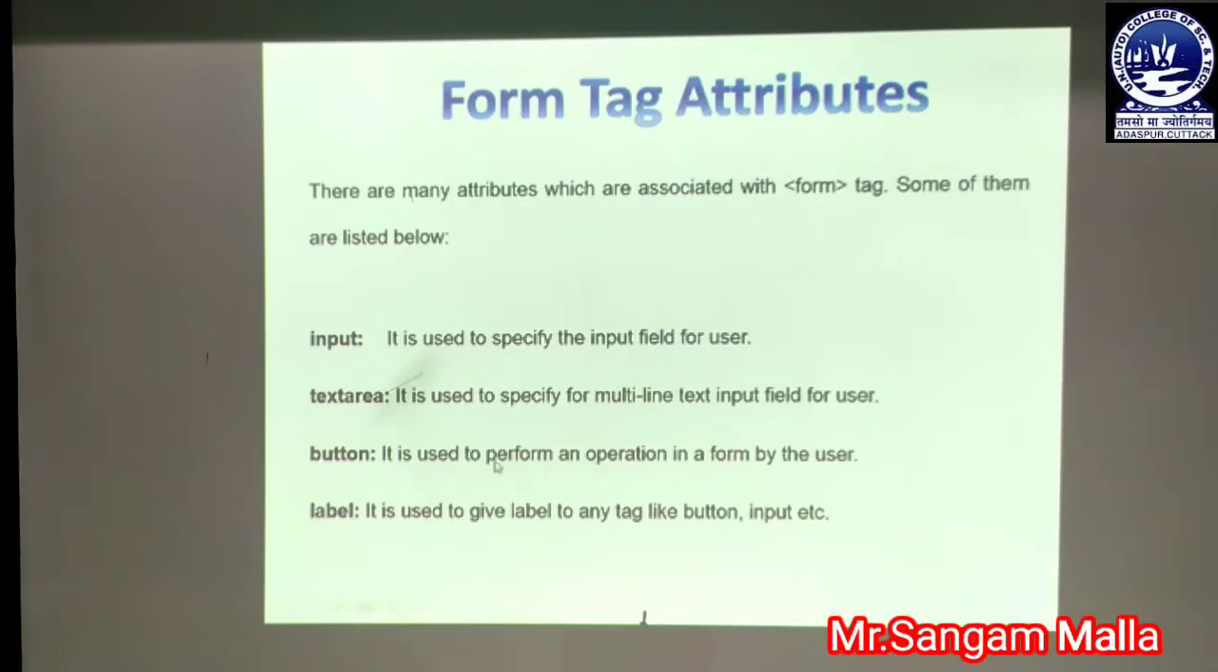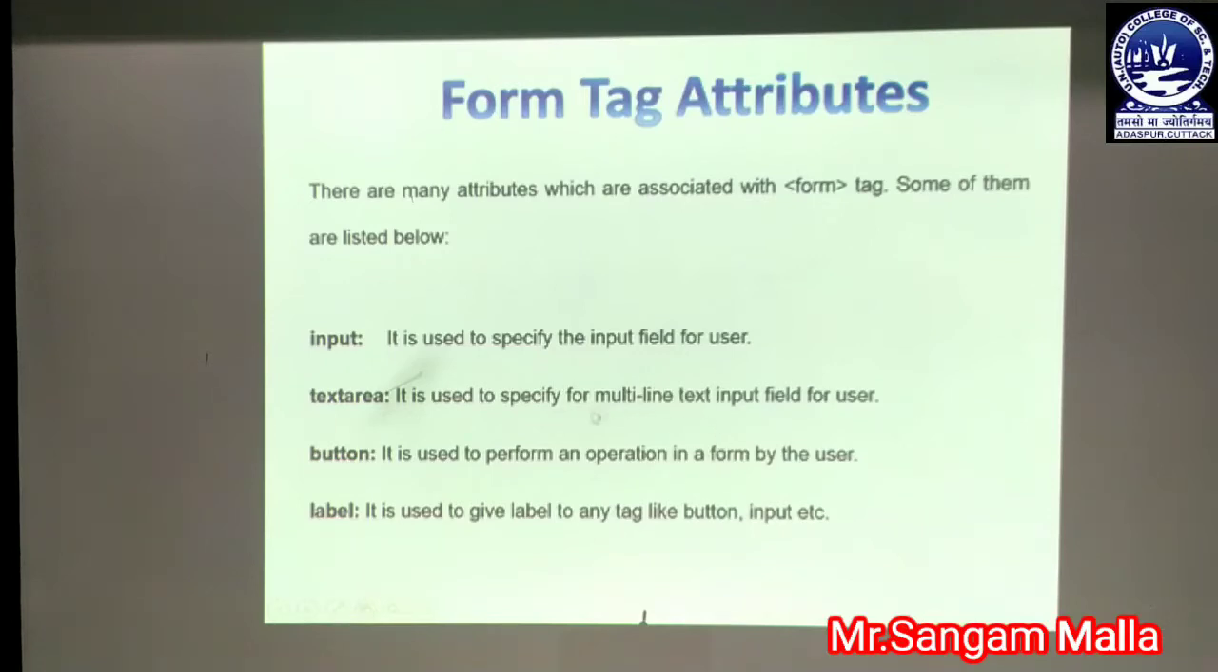So this attribute is used to perform an operation in a form by the user. That means whenever the user wants to perform any operation, or to move from one location to another, or from one page to another page, or to give the input, or finally the submission of the form is required, at that time the button attribute is required.